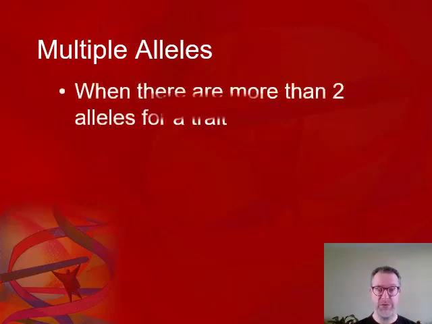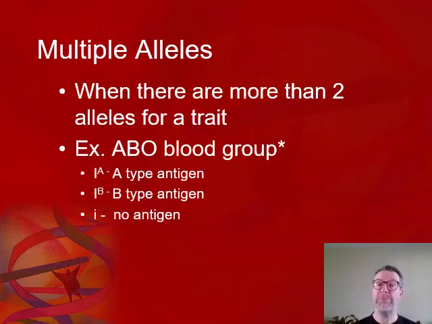Multiple alleles, a little more complicated. You have more than just the 2 alleles. For example, our blood grouping system, ABO blood group. So we have A antigen, B antigen, and no antigens. The capital I, which would be the, I don't want to say dominant, but kind of is dominant in this case because this shows both codominance and dominant and recessive. So we have capital I, which would be dominant over the little i, A-type antigen, B-type, and none.